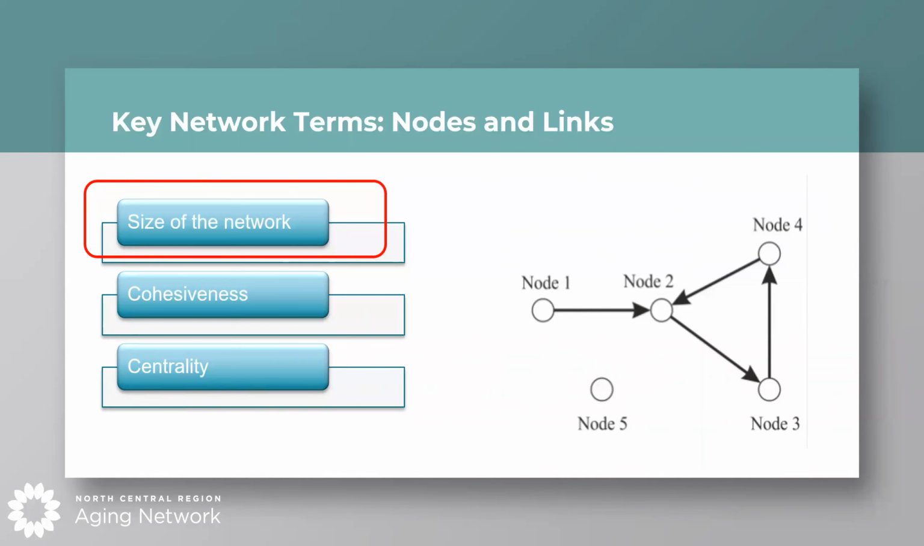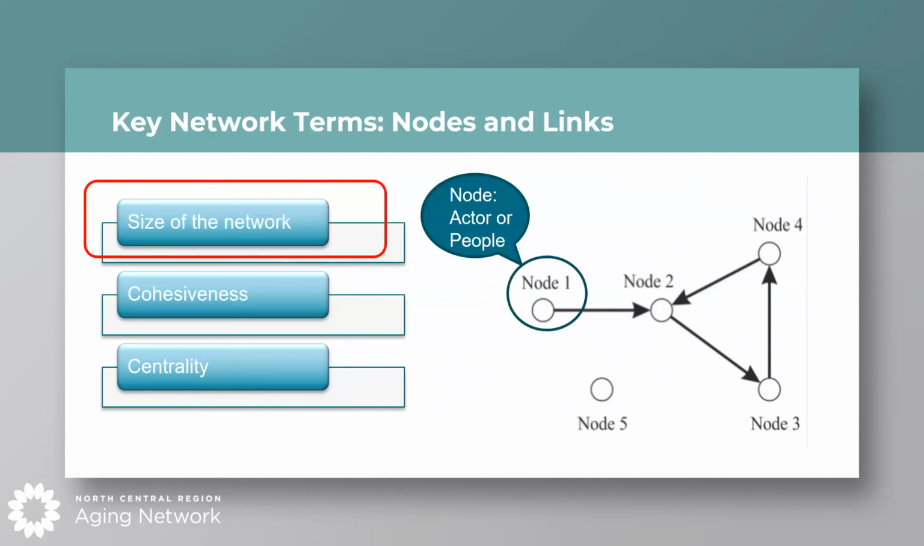So the size of the network often includes nodes, or the ties or the links. So the number of nodes, the people in a network, or the number of links, so social connections, relationships between the nodes. They are the main idea of the size of the network. So if you see on the social network analysis visualization that many nodes are present, that means the size of the network is larger.